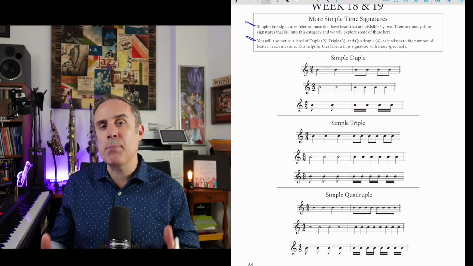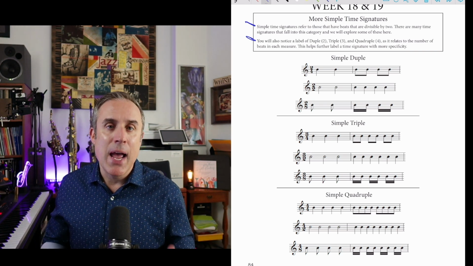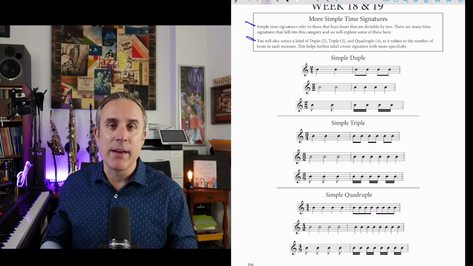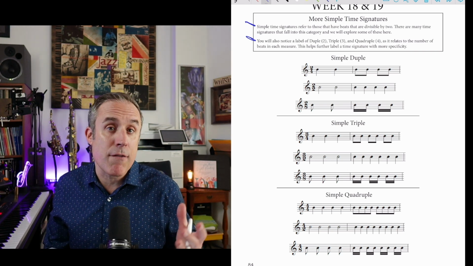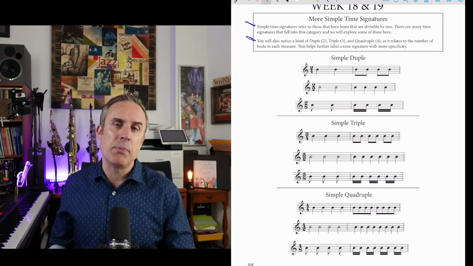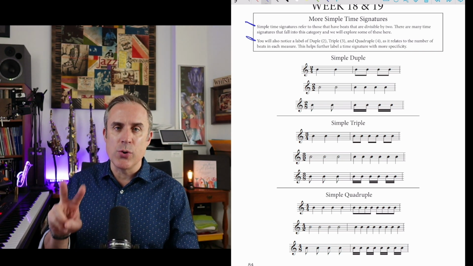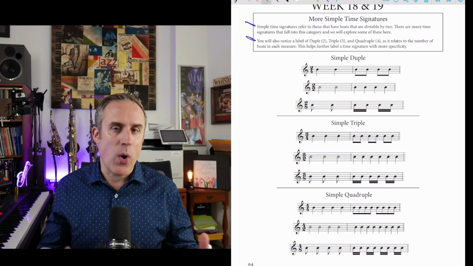If I have a simple triple time signature, it means that there are 3 beats in the measure, and each beat can be equally divided into 2 parts. And if I have a simple quadruple measure, like 4/4 time, for example, it has 4 beats in the measure, and each one of those beats can be divided into 2 equal parts. Common time is simple quadruple.